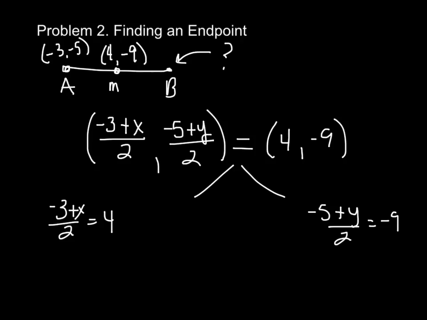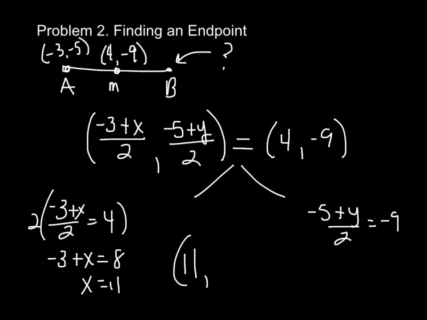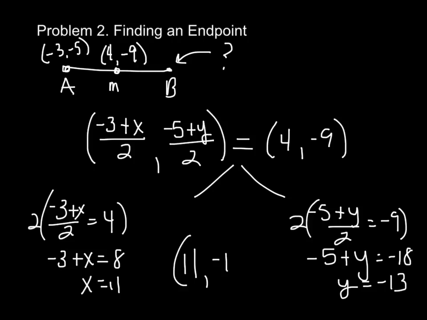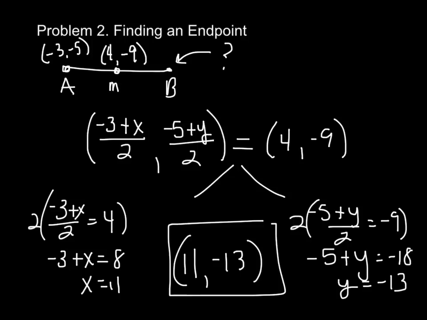Simple two-step equations. In the first one, we're going to get rid of the divide by 2, so we multiply both sides by 2. That gives me -3 plus x equals 8. I add 3. My x value then would be 11. Over here, I multiply by 2. That gives me negative 5 plus y equals negative 18. Add 5, that gives me negative 13. Therefore, my endpoint, or the coordinates of B, is 11 and negative 13. So we're going to look at number 3 on practice A.